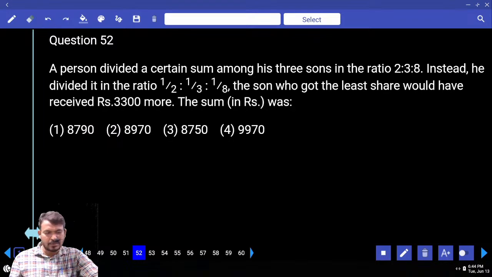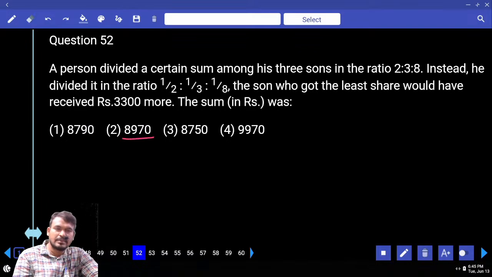First option, 13 multiple? No. Second option, 13 times 6 is 78. Remaining 97. No. 8750. 13 times 6 is 78, remaining. 78 completed, remaining 9. Second option is possible, 13 times 6 is 78, remaining 11700. That is exactly divisible by 1300. Then the answer is the second option.